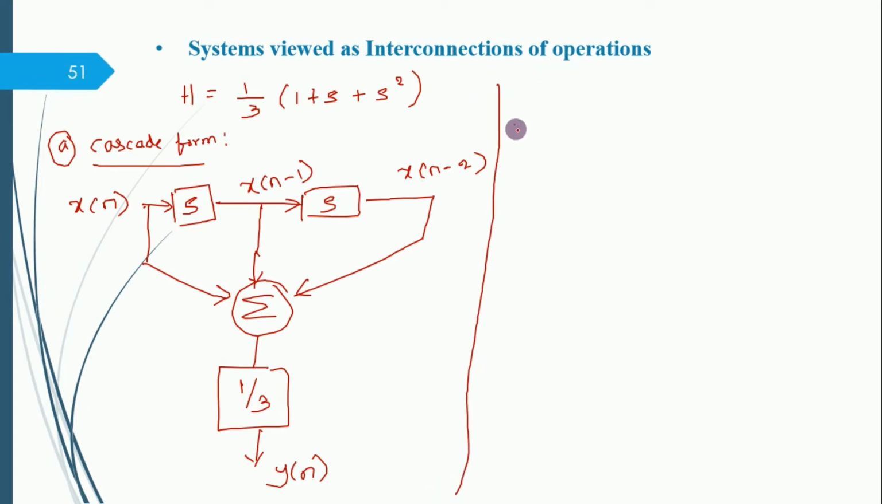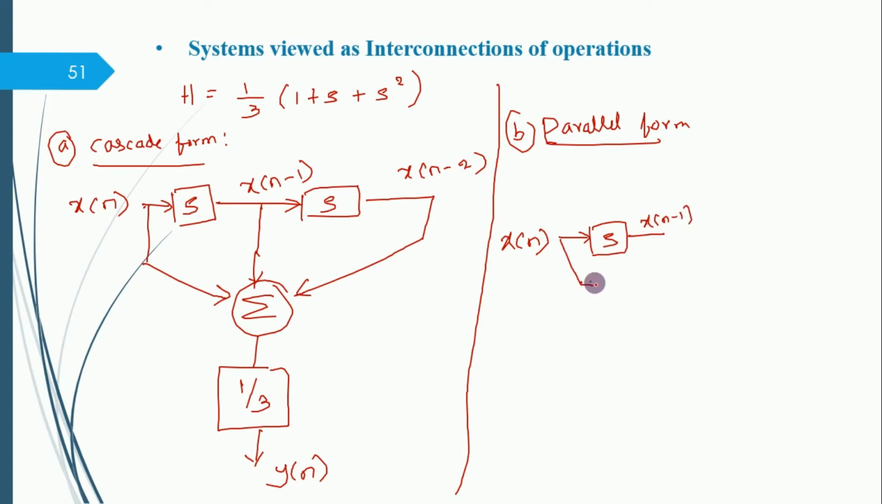Now the same thing if I want to implement in parallel form, this can be written as, first at the left side x of n is the input. One time I shift, I get x of n minus 1. Two times I shift, I get x of n minus 2. I don't shift directly, here I'm having x of n.